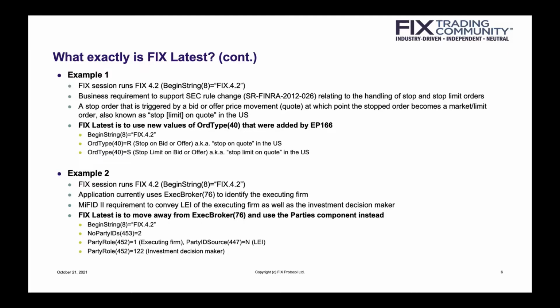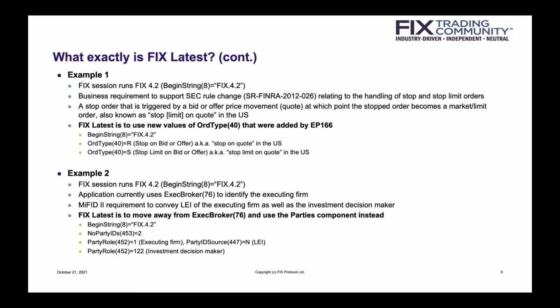The second example is getting a little more complex. Until FIX 4.2, the individual actors were individual fields, so ExecBroker to identify its executing firm. And with FIX 4.3, the parties component was introduced, and the party roles were greatly extended over the years. And you may have a MiFID II requirement to convey the LEI of the executing firm as well as the investment decision maker. So that's where you need a new party ID source for the LEI that didn't exist at the time, and you need a new party role 122 for the investment decision maker.